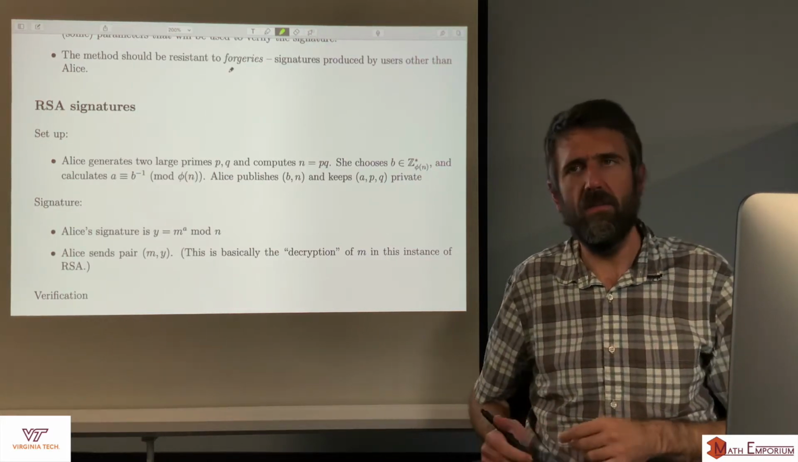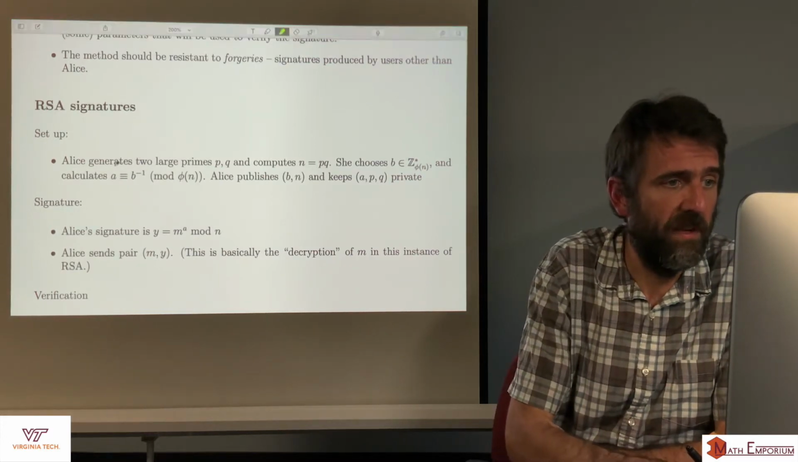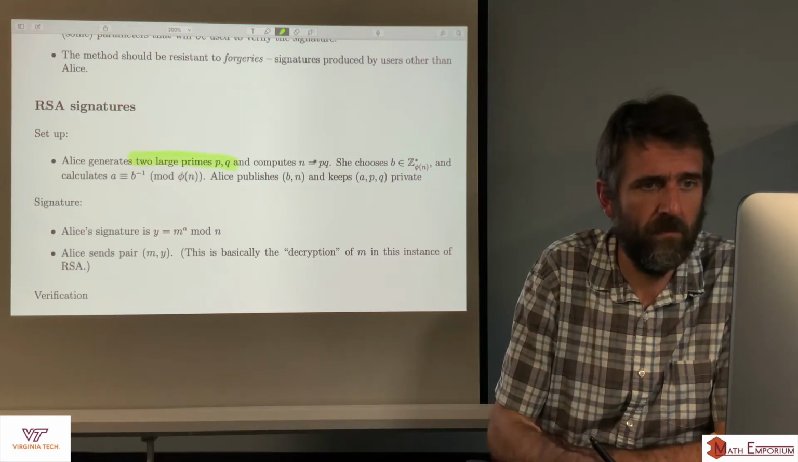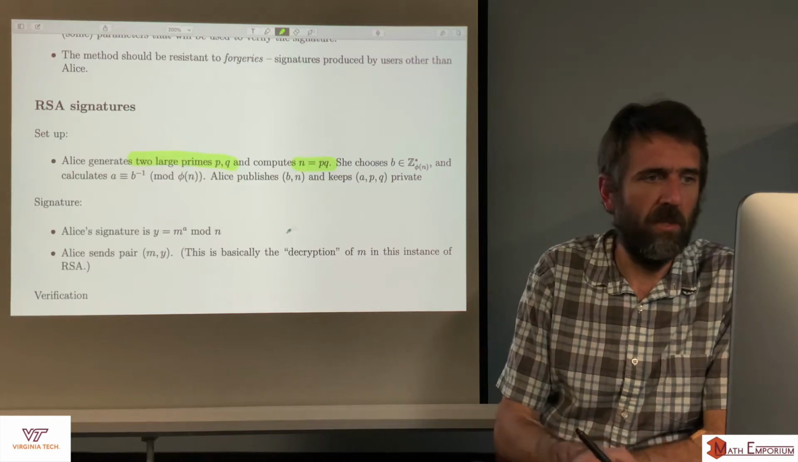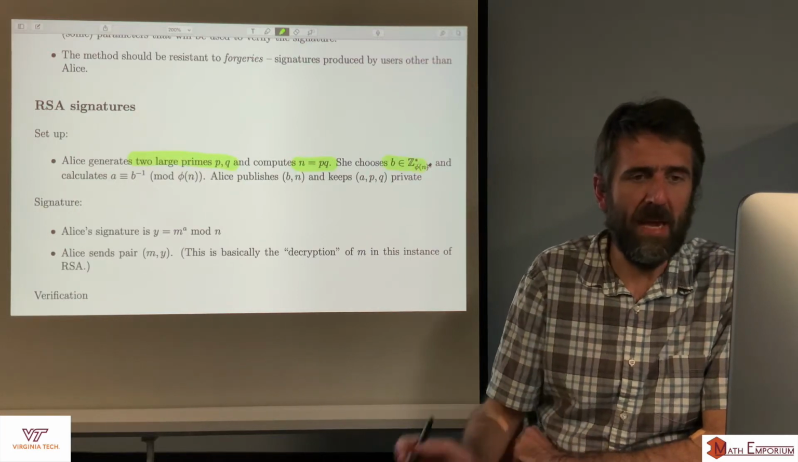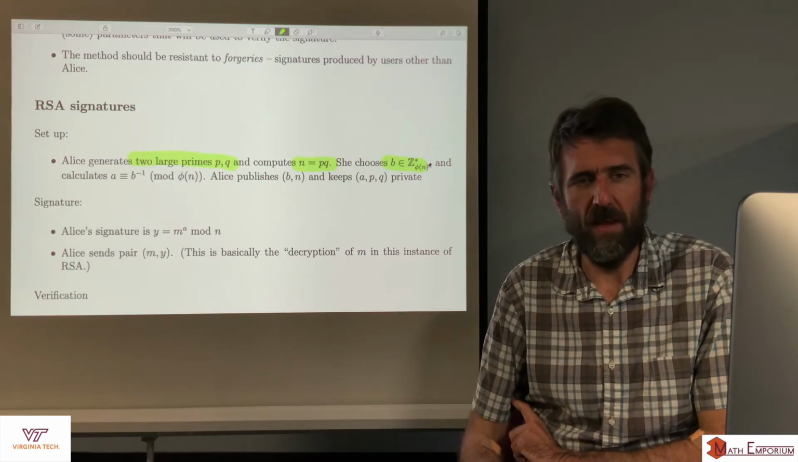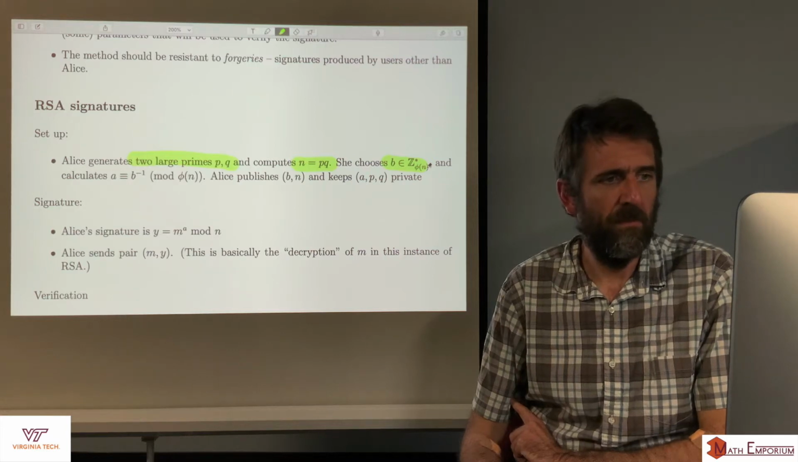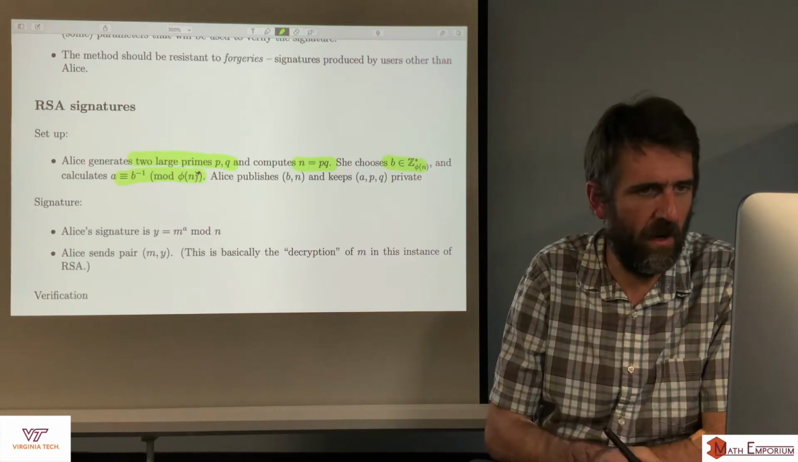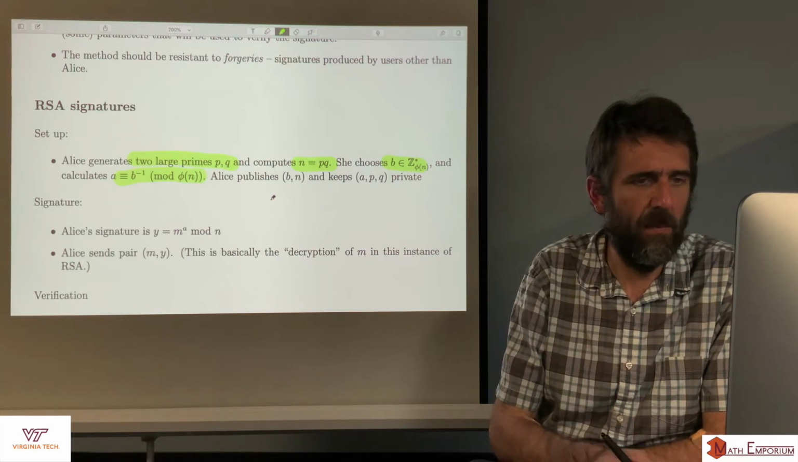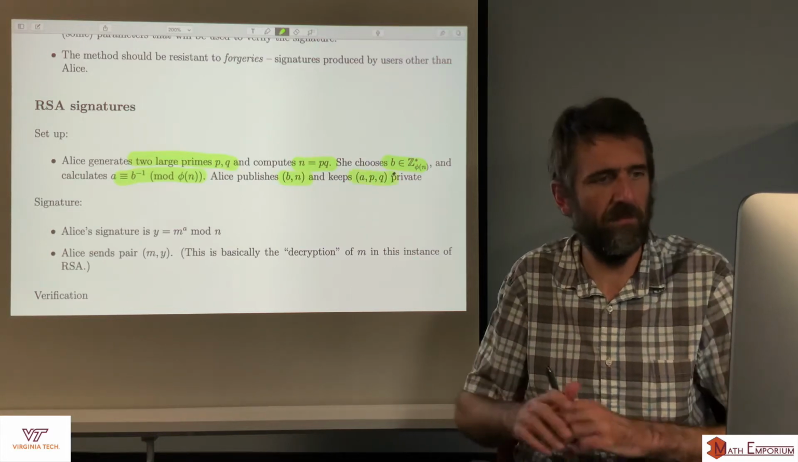Okay. So Alice is going to essentially generate an instance of RSA. So she's going to set up two large primes, P and Q, and a public modulus N, which is going to be P times Q. She chooses a B, which is going to be invertible mod phi of N. Okay, so as usual, I'm going to calculate A, which is going to be B inverse mod phi of N. This all looks like RSA so far. So then Alice is going to publish B comma N and keep A, P, and Q private. Okay.